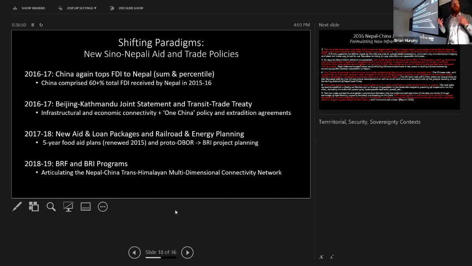This is when infrastructural economic connectivity was first and very clearly connected with Nepal's subscription to and observation and enforcement of Beijing's One China policy and attention to extradition agreements of Chinese Tibetan populations in Nepal. In 2017 and 2018, new aid and loan packages, as well as railroad and energy planning, were further advanced.